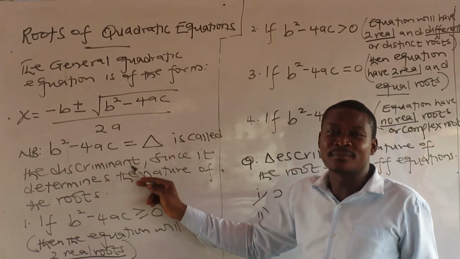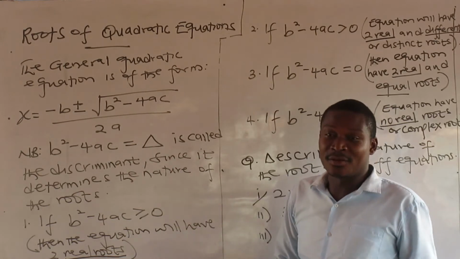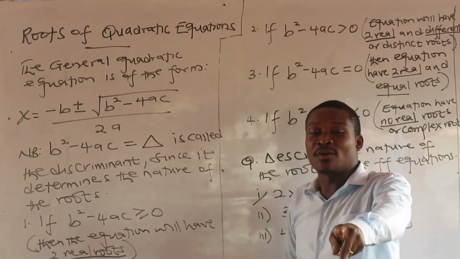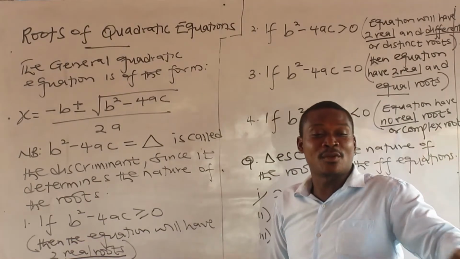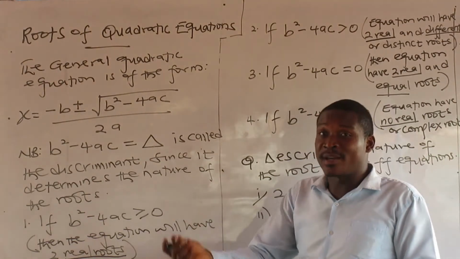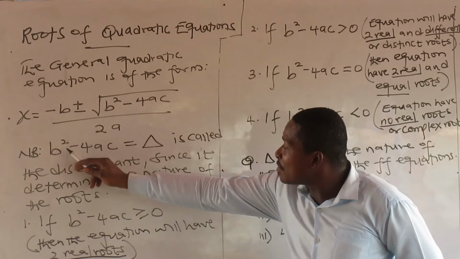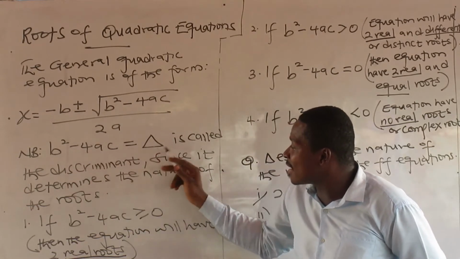What's a discriminator? Someone who discriminates, right? Okay, I don't like you. You are from here. That's a discriminator, right? So it means b squared minus 4ac, which equals delta, is a discriminant.